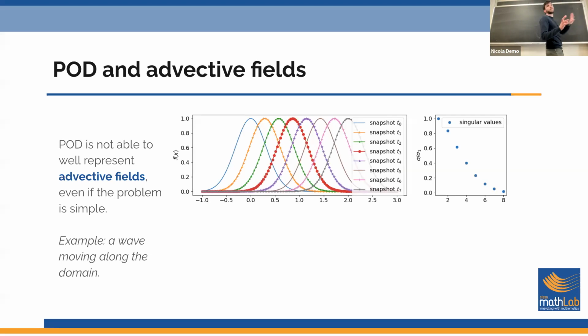So this is one of the most critical issues of the POD model. Typically, you have one advective field. In this case, I simplified it with just a Gaussian wave that is moving in time along your spatial dimension. And you can see that even by looking at it with the human eye, the structure that is moving is quite simple. So one may think that the POD is able to detect that you have just one dimension, since it's just moving in the same way.